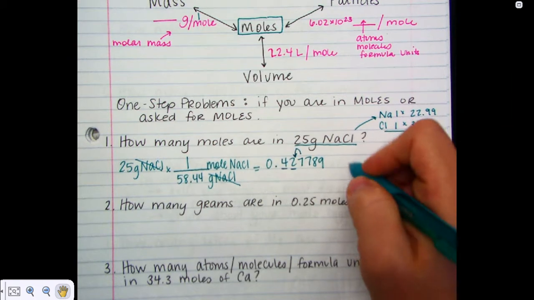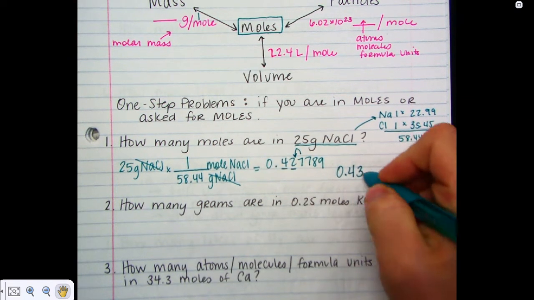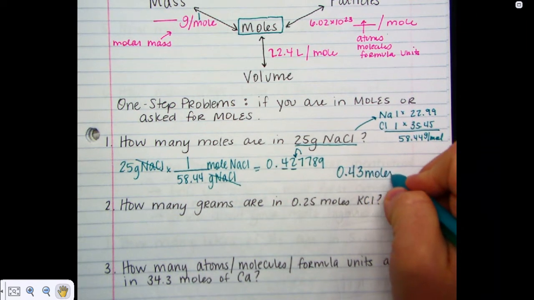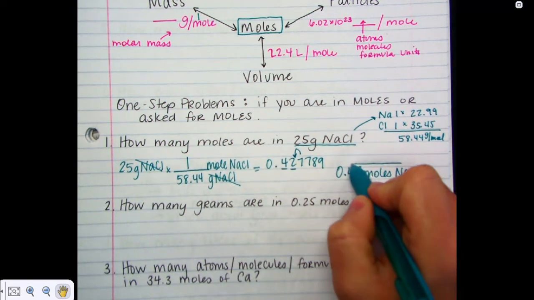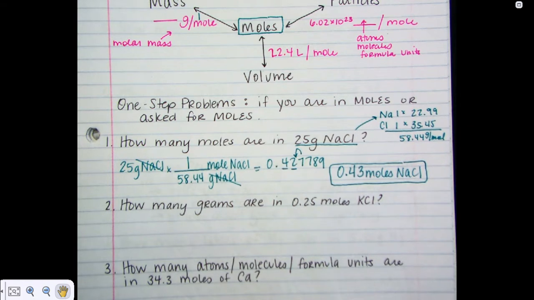So in my answer, remember, my answer should always have 3 things. It should have a number, 0.43, a unit, moles, and a substance, NaCl. Failure to include the unit and substance is minus 1 each thing. Okay? Number, unit, substance. Got to have them all.